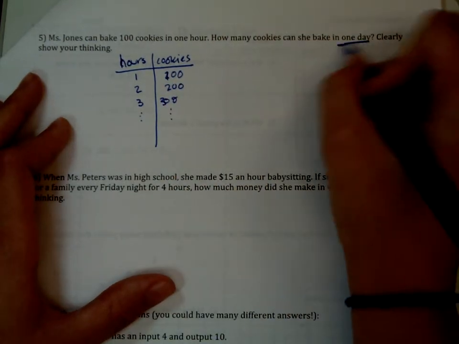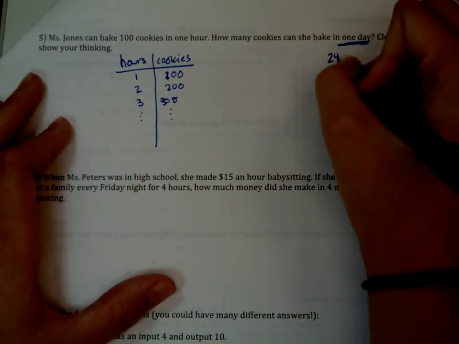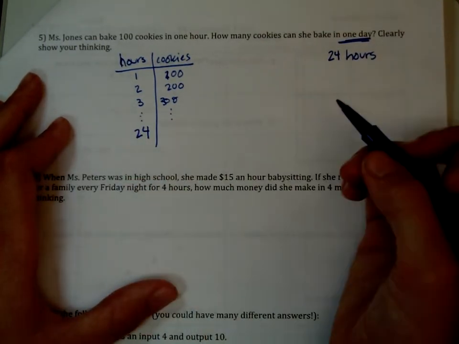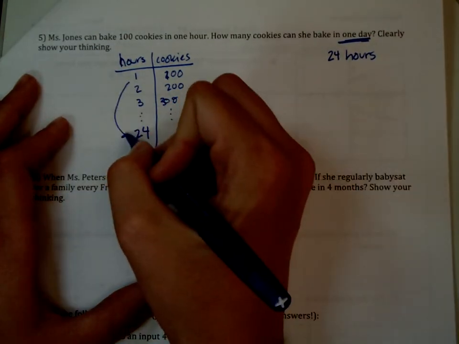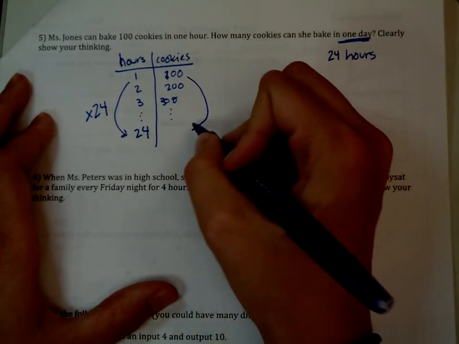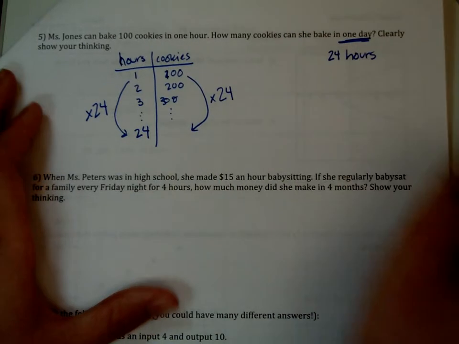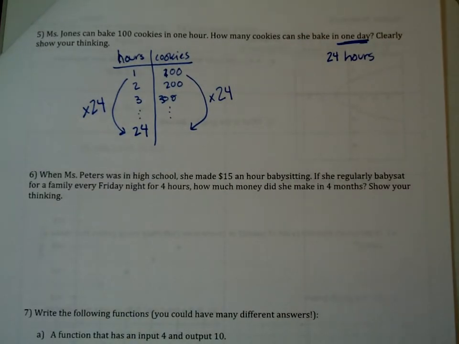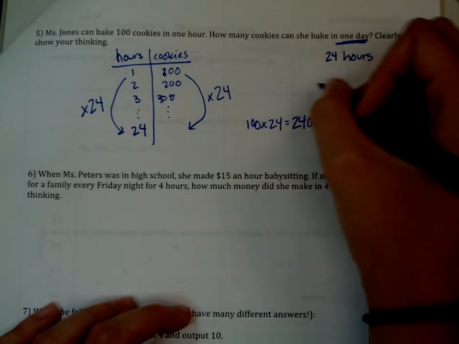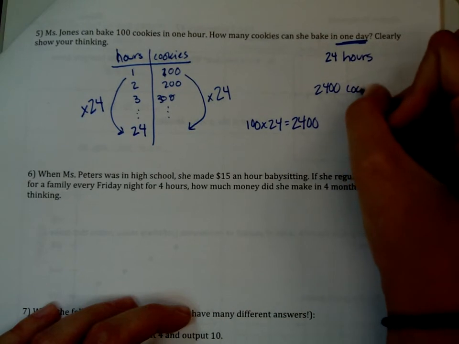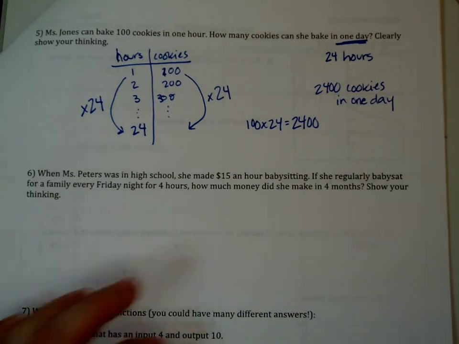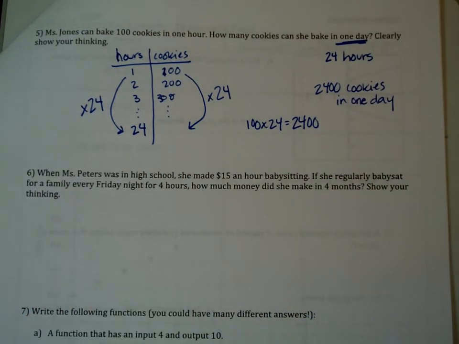So I want to know in 1 day. 1 day is 24 hours. So if I follow this and I go to 24 hours, how many cookies can she make? Well, let's see. 1 to 24 is times 24. So that means 100 to 24 must be times 24. 100 times 24 is 2400. So she can bake 2400 cookies in 1 day, if she bakes all day long for 24 hours. That means she doesn't sleep at all.